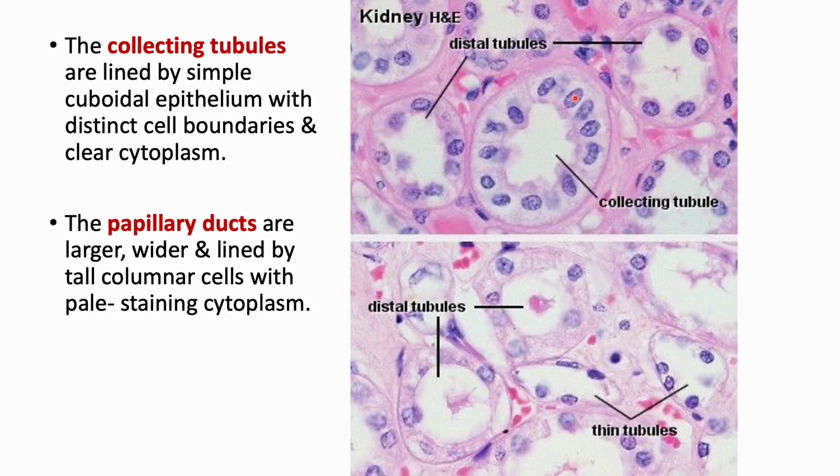Here we can see the collecting tubules on H&E staining. These are the collecting tubules lined by simple cuboidal epithelium with distinct cell boundaries and cell cytoplasm. The cells of the papillary ducts are larger and wider, and they are lined by tall columnar cells with a pale cytoplasm.